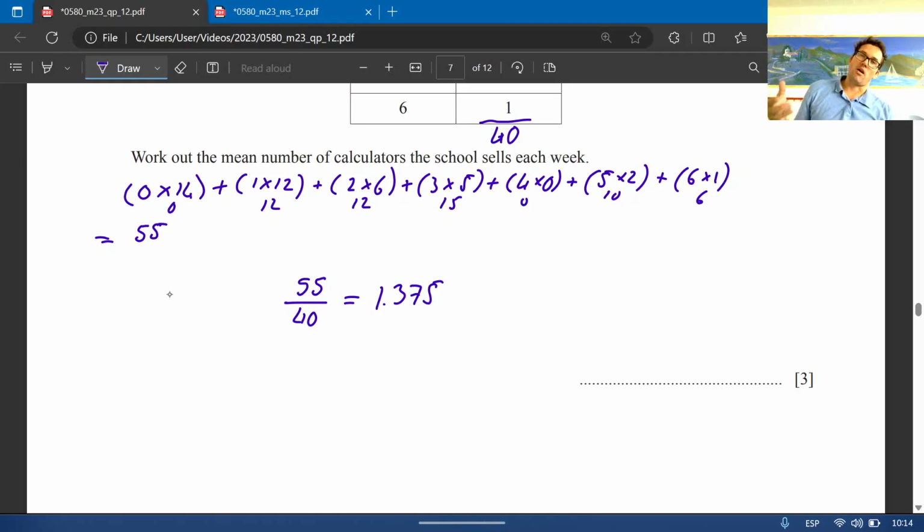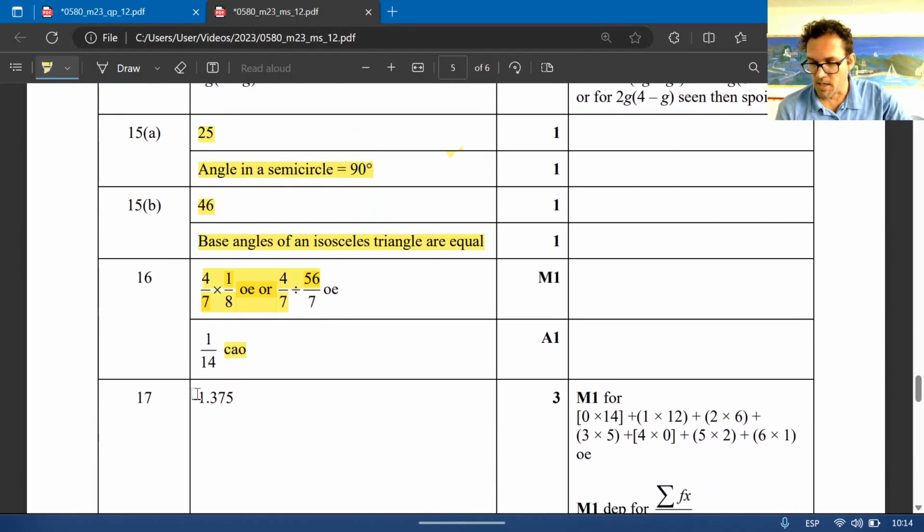Now, yes, they don't sell 0.375 of a calculator. They don't break it apart and give you that. But this is how mean works, okay? Do we round it? No, because this is an exact answer. Only if those decimals were going on forever do you round it. Final answer, 1.375. Yep, that's correct.